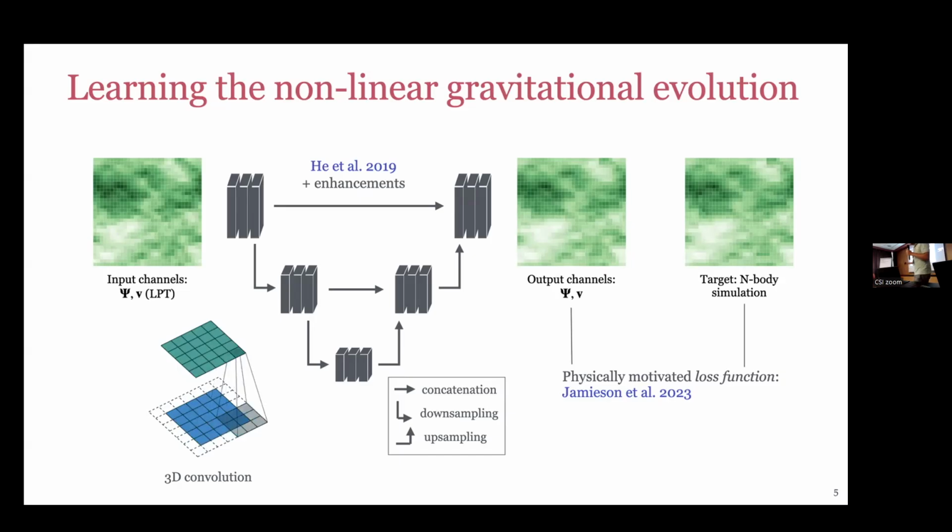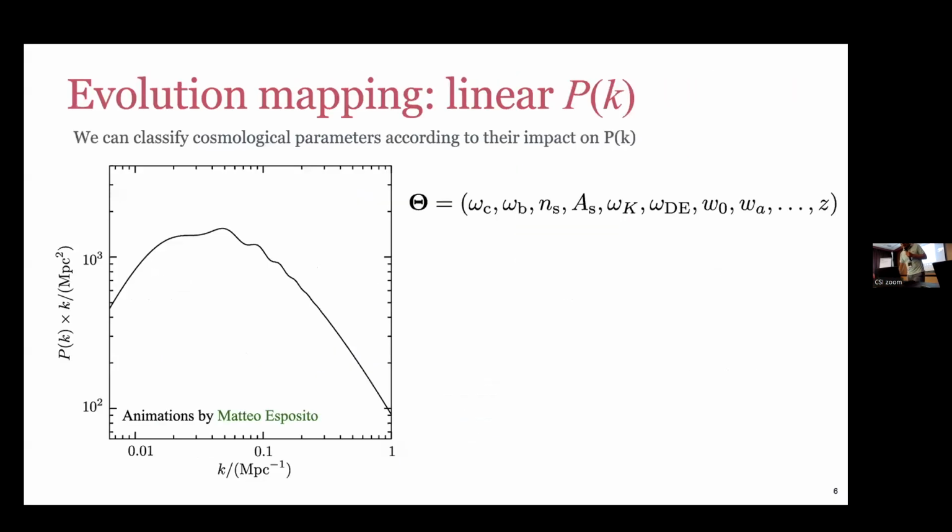So once you are equipped with a convolutional neural network, you want to build a training set that is optimal. You want a training set that is large enough but not too large. And for that, this is where evolution mapping comes into play.